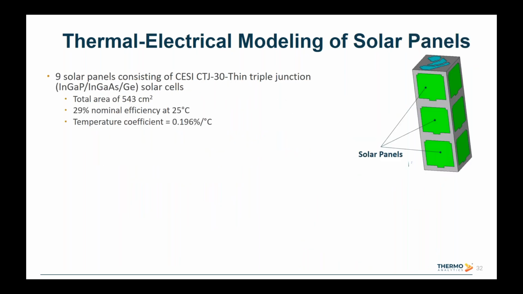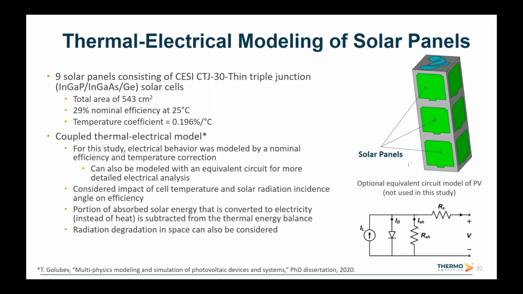Similarly, the solar panels, we've got 9 different solar panels that are triple junction solar cells, 3 each on 3 different long sides of the 3U CubeSat. And we're assuming a nominal efficiency of 29%, but with a temperature coefficient where the efficiency of these solar panels is going to change with the temperature of the solar cell. And so by computing the temperature of the solar cell, that affects the efficiency, and the efficiency thus also affects the temperature, hence the need for a coupled approach. So we've got a few different ways that we can model solar panels, including equivalent circuits.